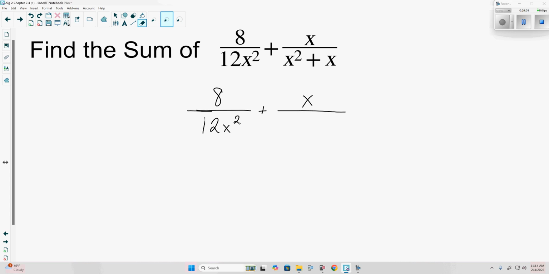12x squared is a single term. We can't factor it. We can't simplify it. It's as simplified as it gets. x squared plus x does have a greatest common factor of x. And if we factor it out of the x squared plus x, we get x times x plus 1.